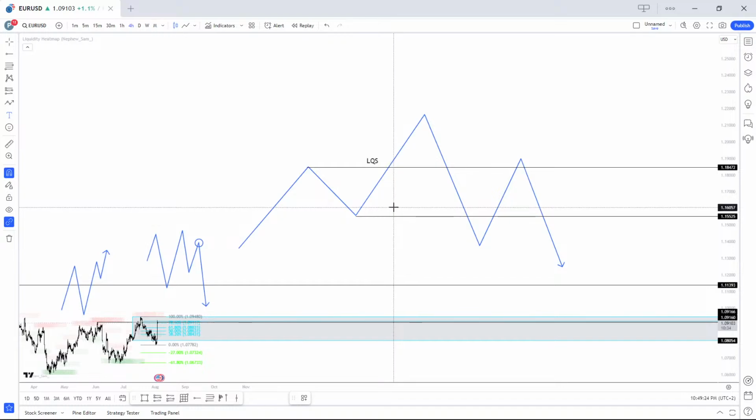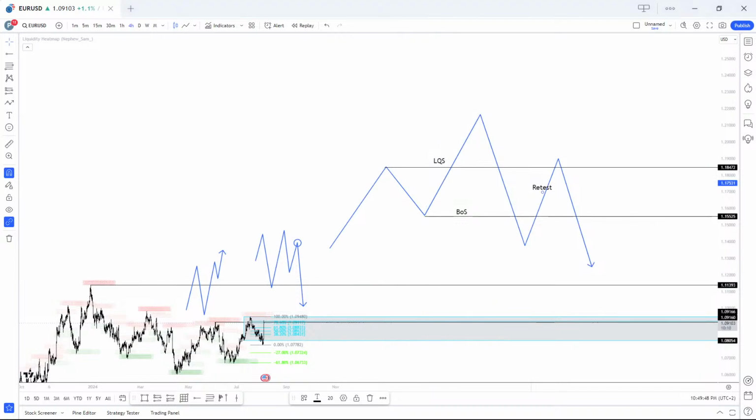Breaker structure. BOS. Breaker structure. And then this is a retracement or a retest, whatever. This is a retest. So screenshot this. We'll do it for a downtrend too, but just for now, let's focus on what happens in the uptrend.